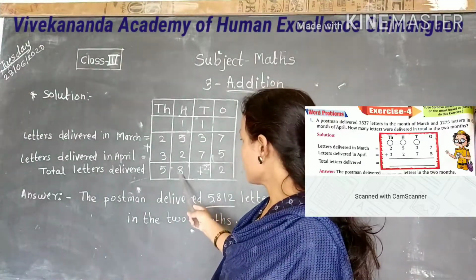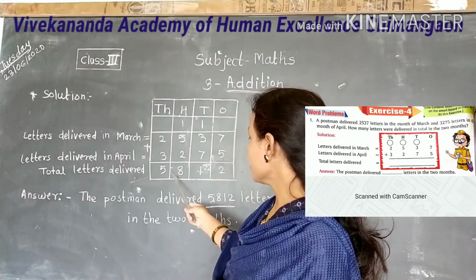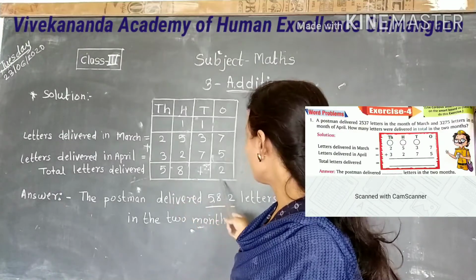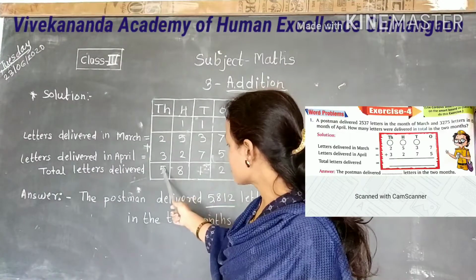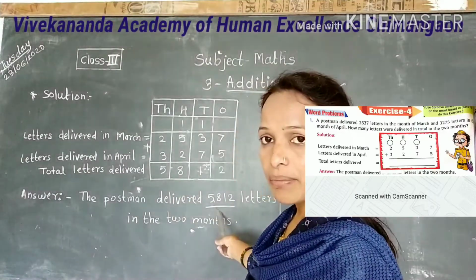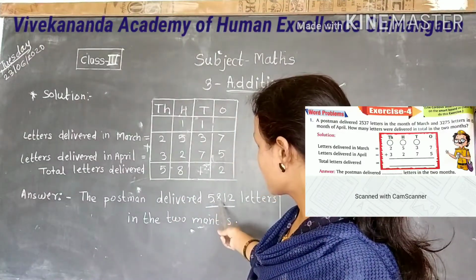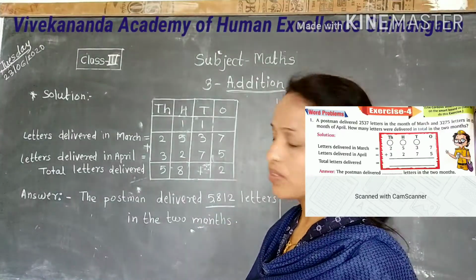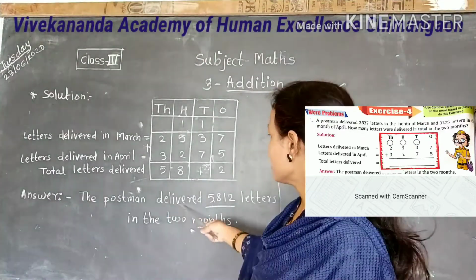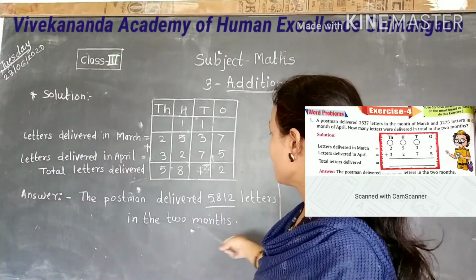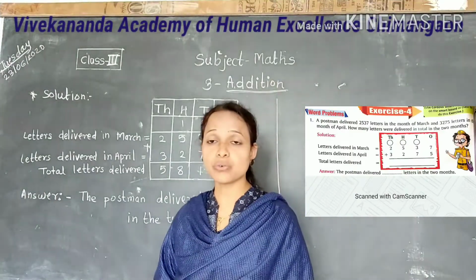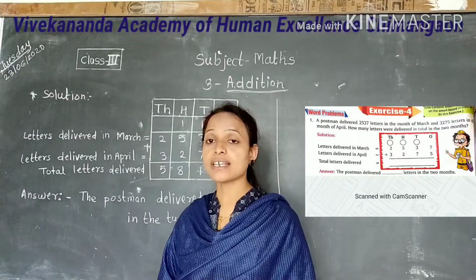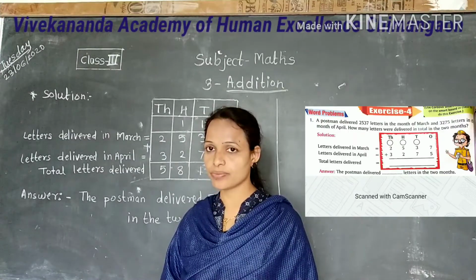So what is your answer? The postman delivered 5,812 letters in the 2 months. So you have to find out on this sum, and wherever the blank is given, there you have to write its answer. So your answer is the postman delivered 5,812 letters in the 2 months. In this way you have to solve exercise 4.